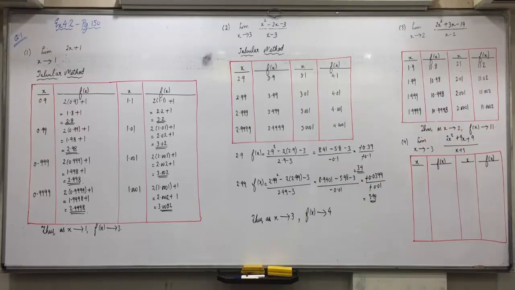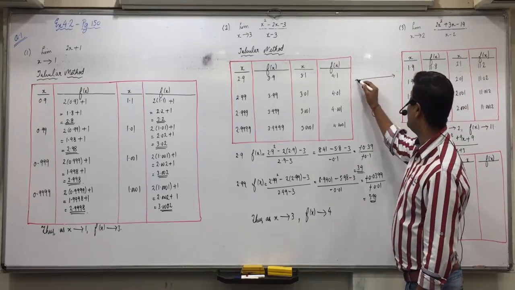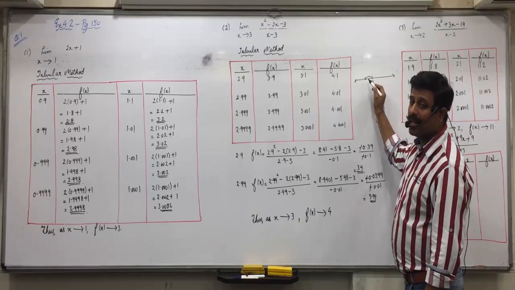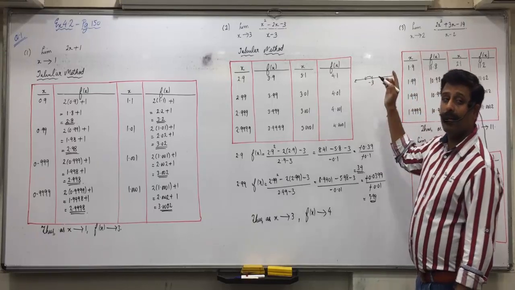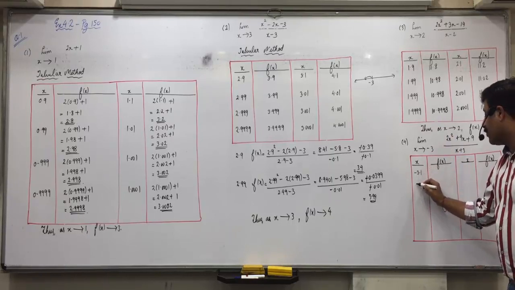Now, which values will we take for the first one of x? Raise your hand. Which values will we take for the first one of x? Dinesh? Minus 3.1. Correct. Minus 3 is not positive 3. If it was positive 3, you would have taken 2.9. I told you we have to take first the left side of the number line. On the left side of the number line, which number will come? 2.9 or 3.1? 3.1. It's a negative number, so take minus 3.1.